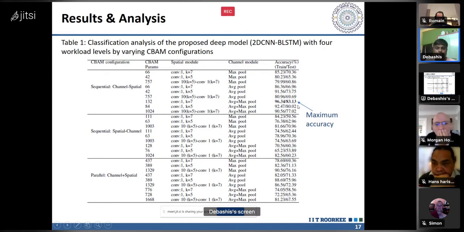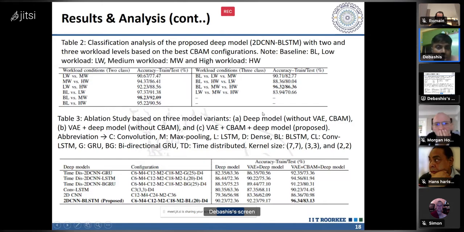We get a maximum accuracy of 83.13% for the four-class workload levels. And this is the 2-class and 3-class workload levels. For the 2-class binary classification, it achieves the highest accuracy, 92.09%, and for 3-class, we get 86.36%. And Table 3 shows the ablation study.